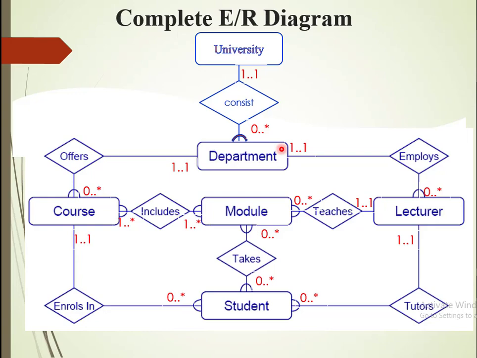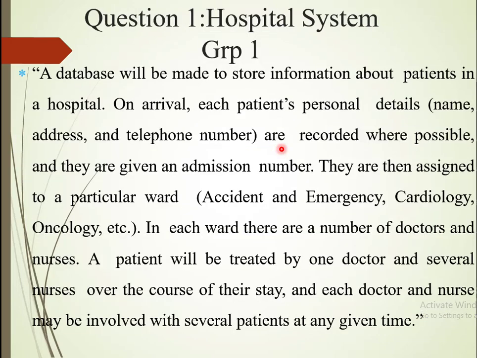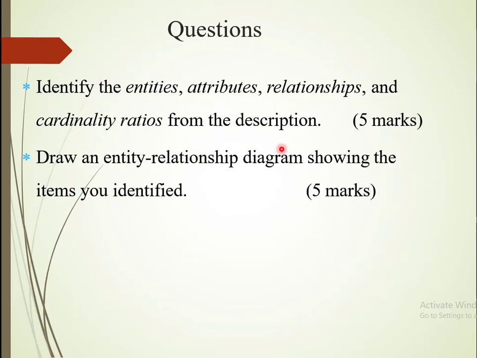I want you to try out and read that particular case study, a hospital system. Go through it and try to draw the entities and the relationships. Read the following case study to test your understanding. Identify the entities, the attributes, the relationships, and the cardinality ratios. Once you do that, I want you to draw the ER diagram from the above.